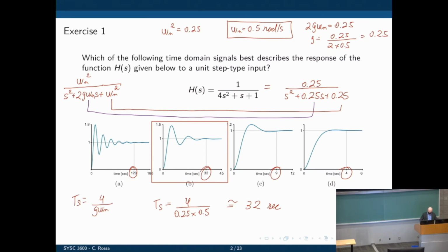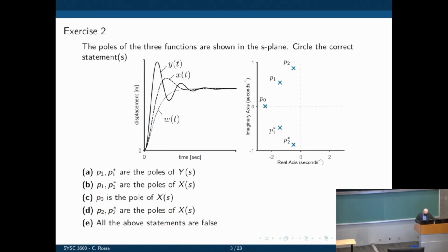There are no more questions here. Sorry, my PDF here is stuck. Let me just open it again. There we are. Let's do exercise number 2.